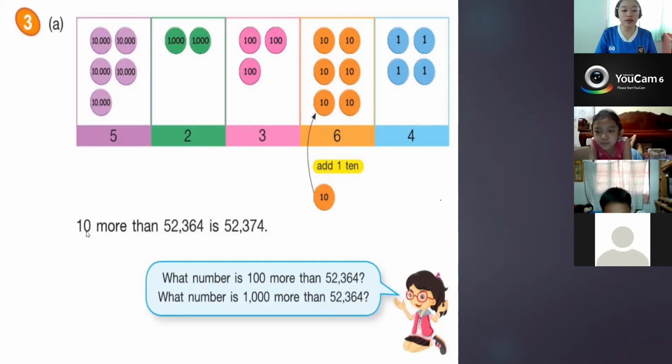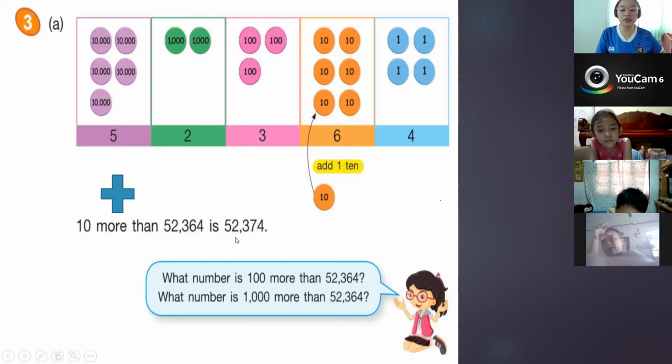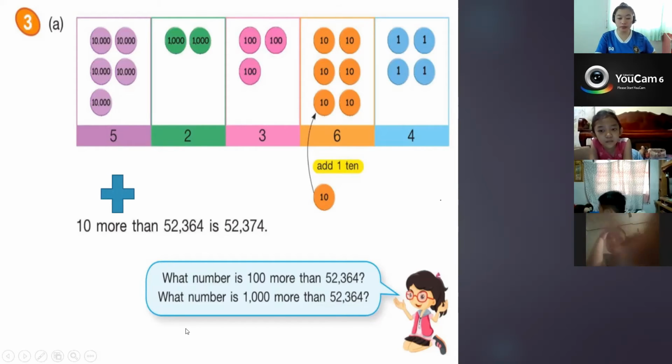So we have here the number 52,364. Okay, so we have here the statement 10 more than 52,364 is 52,374. So this one, more than, again, it is addition. So you're going to add 10 to 52,364. So it is equal to 52,374.